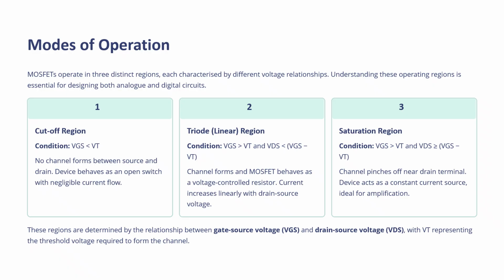And the third mode of operation is the saturation region. The condition of this operation is VGS greater than VT and VDS greater than or equal to VGS minus VT. The channel pinches off near the drain terminal. The device acts as a constant current source, ideal for amplification. These regions are determined by the relationship between gate source voltage VGS and drain source voltage VDS, with VT representing the threshold voltage required to form the channel.